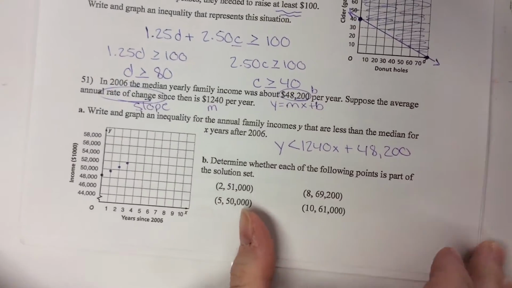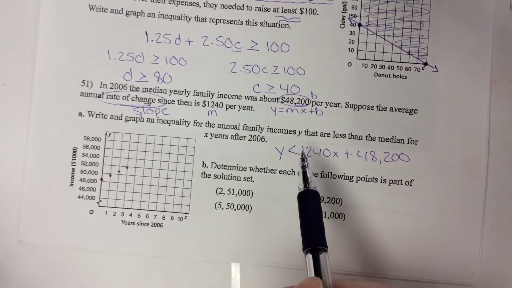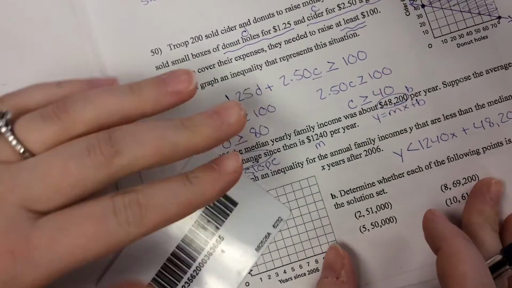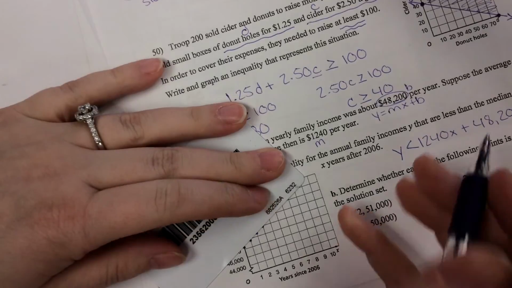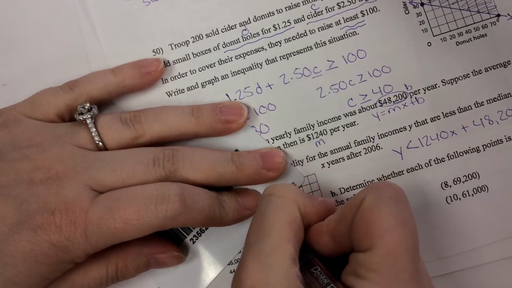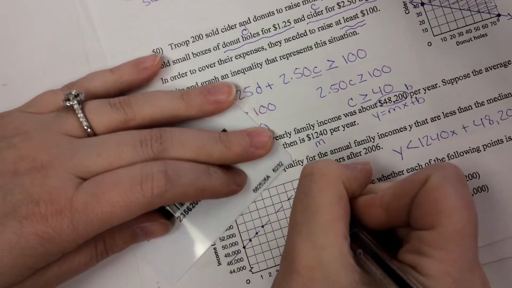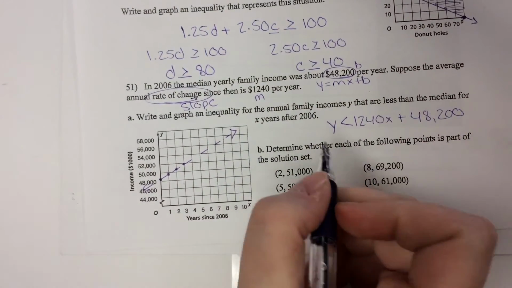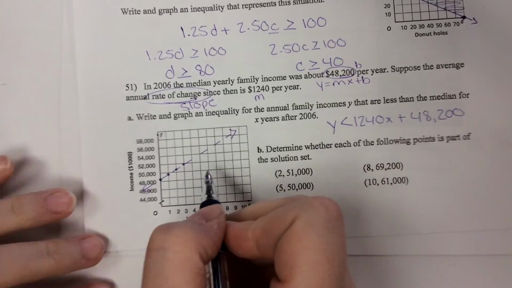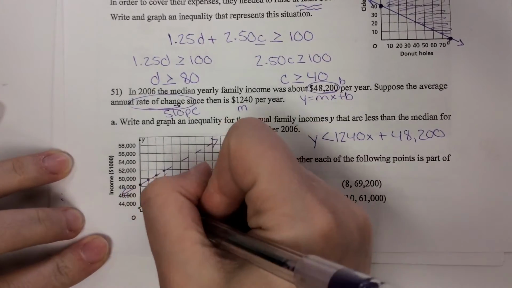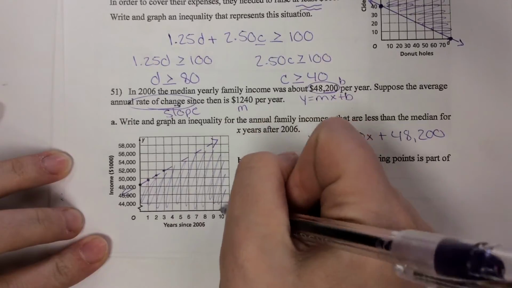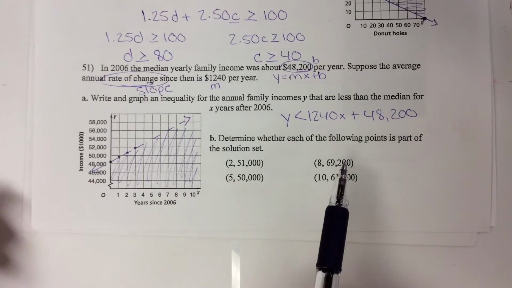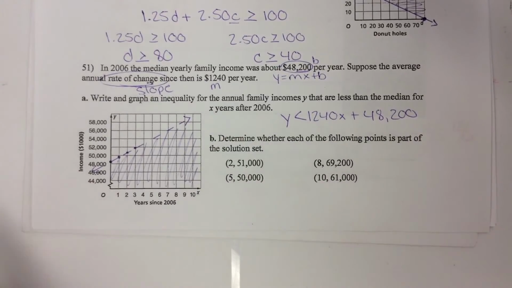Let's go ahead and draw in our line, but first, do we need a solid or a dashed line? We need a dashed line. Okay, so and then we're talking y is less than, so we need to shade in below.